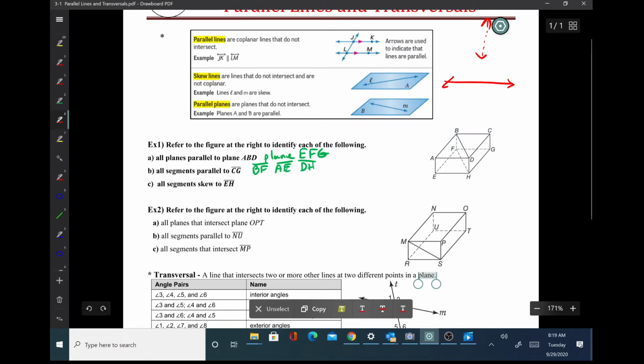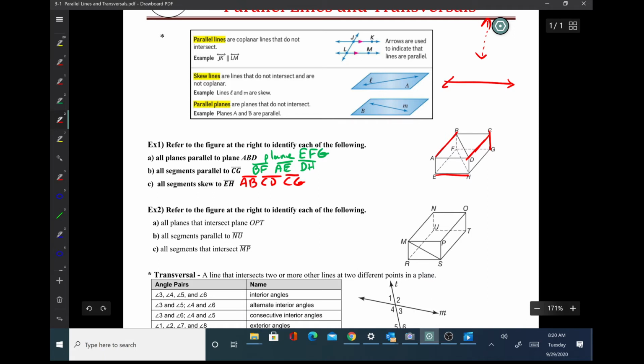So which ones do work? Well, EH is here, so which ones would work? Well, this one here would work. This one here would work. This one here would work. This one on the back would work. So I guess we should write those down. What do we got? We got AB would work. CD would work. CG would work. And BF would work. So let's see if there's any others I'm missing. Yeah, there's one here. This would work. BD would work.